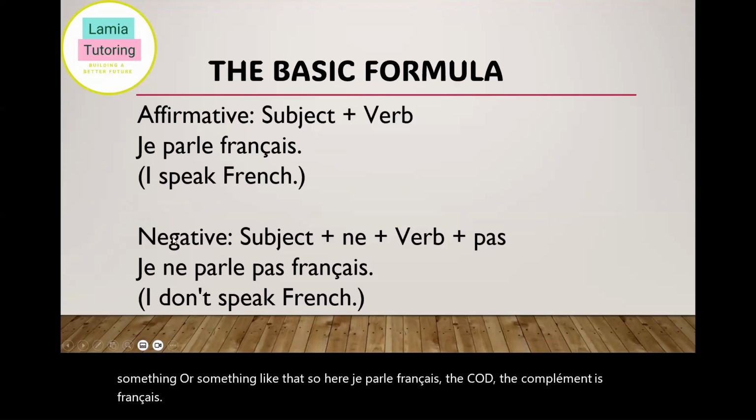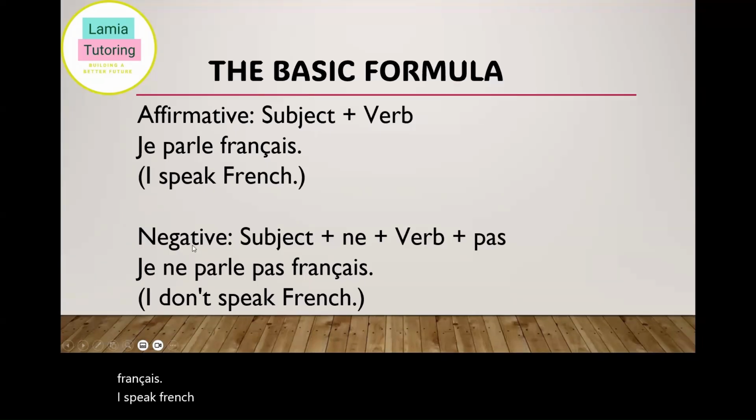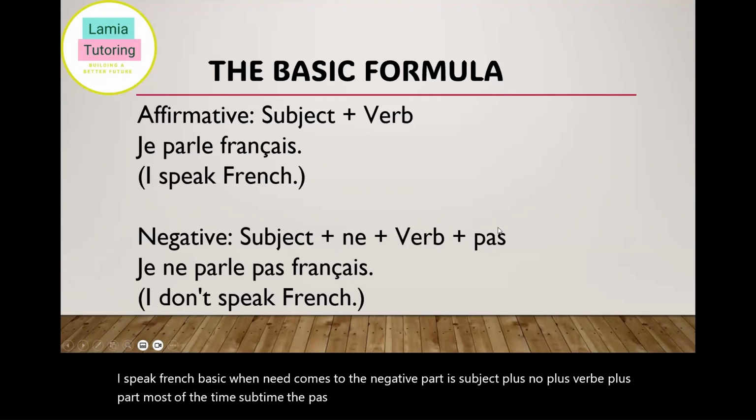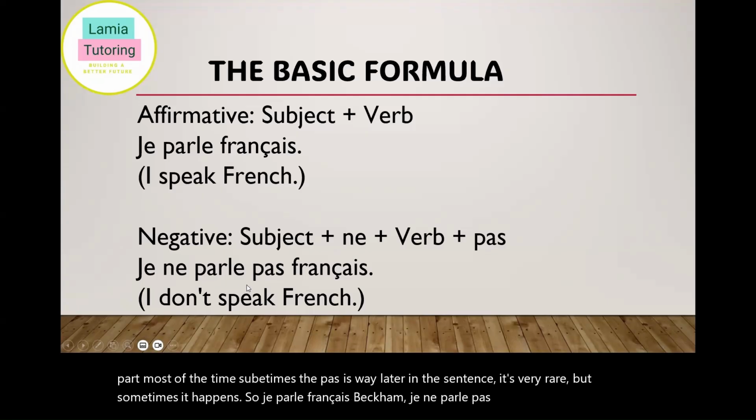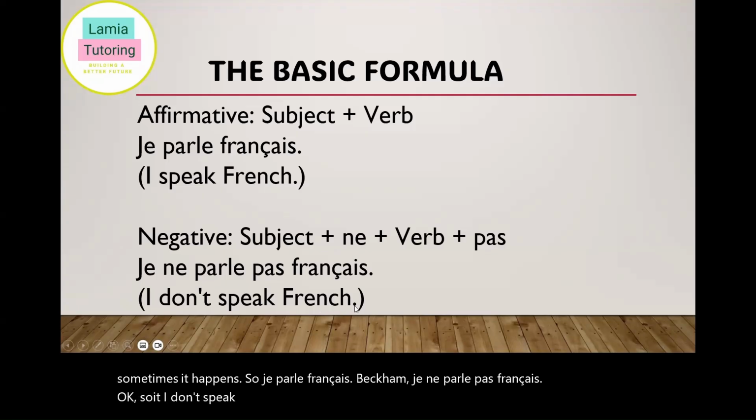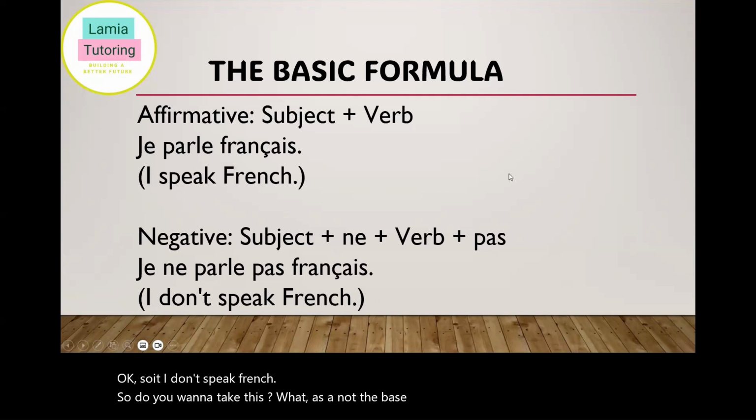I speak French, basically. When it comes to the negative part, it is subject plus ne plus verb plus pas most of the time. Sometimes the pas is way later in the sentence. It's very rare, but sometimes it happens. So, je parle français becomes je ne parle pas français. Okay, so I don't speak French. So, do you want to take this one as a note, the basic formula of it? Yep. Please do.